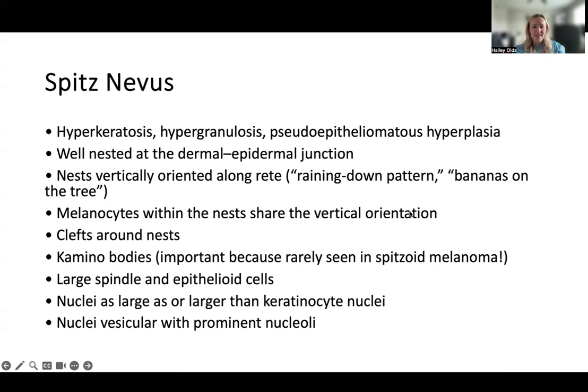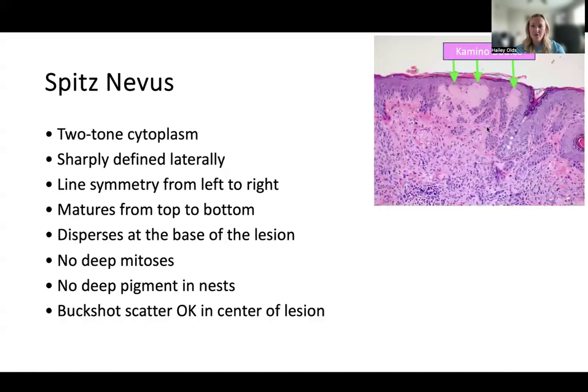And then you can see clefts around the nest. You can also see Kamino bodies, which I have a picture of in just a second. And then the nuclei are usually larger with more prominent nucleoli. So these are Kamino bodies. They contain basement membrane material and they stain positive with PAS.